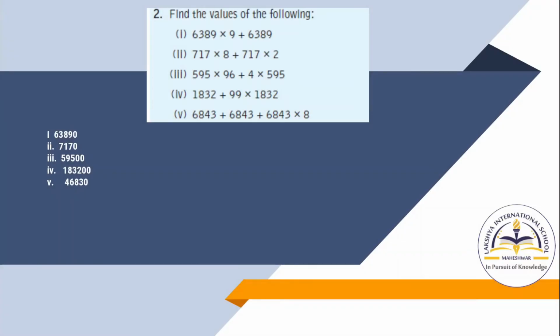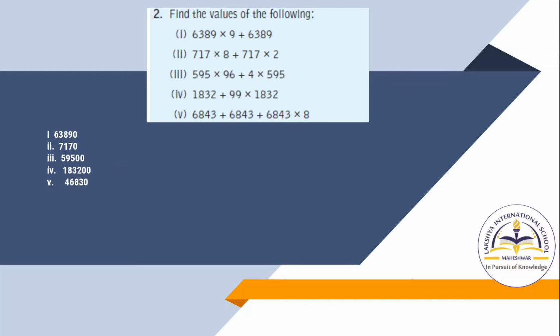Now question number 2, find the value of the following. First, 6389 multiplied by 9 plus 6389. We know the rule of BODMAS. According to that, first we solve division, multiplication, addition, then subtraction. In all the questions multiplication and addition are given. So first we will solve the multiplication.